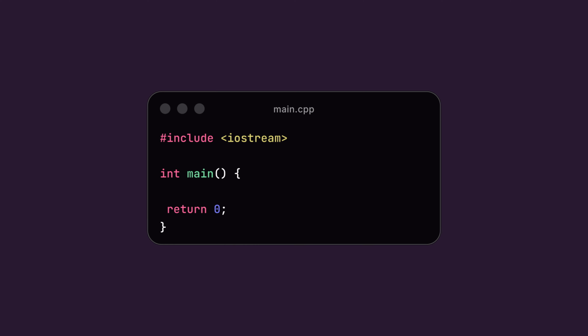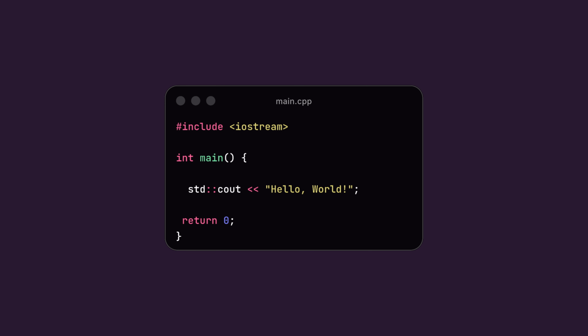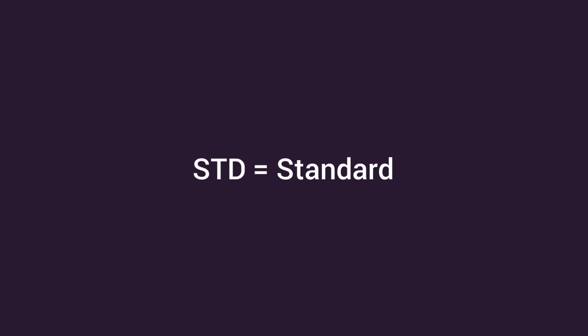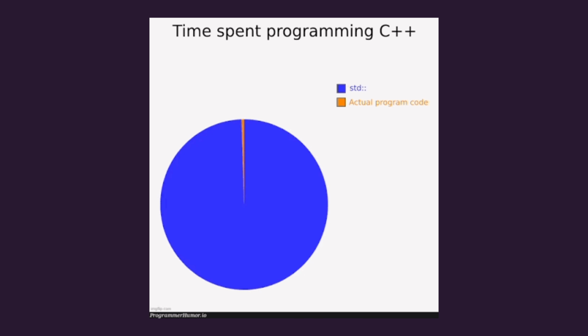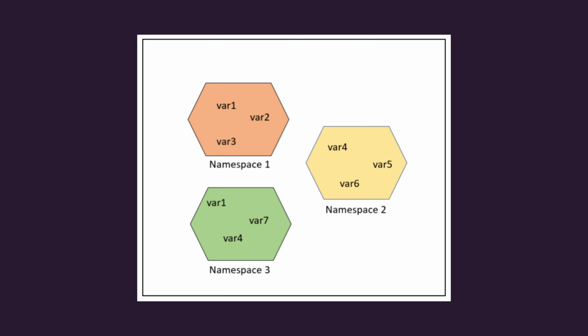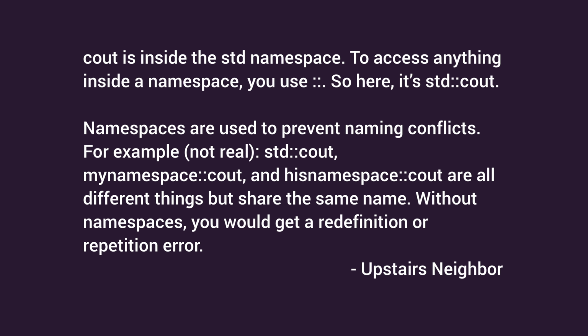And now, to make output, we write std::cout << "hello world". Now hold on, what is STD? STD is short for standard, and here it is a namespace. To explain namespaces simply, they are groups that contain certain things. The cout is inside this group, or namespace. By using double colons, we are accessing cout that is inside STD.